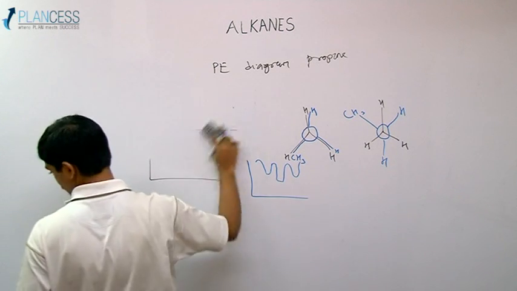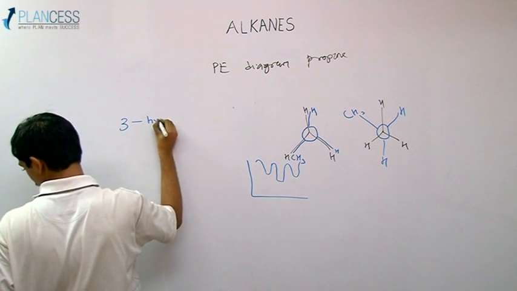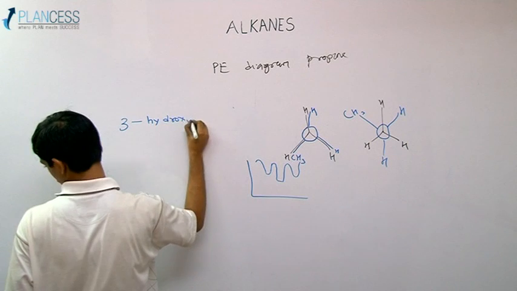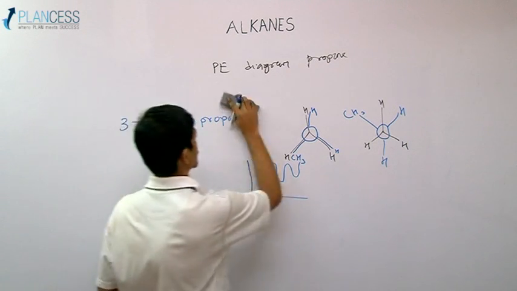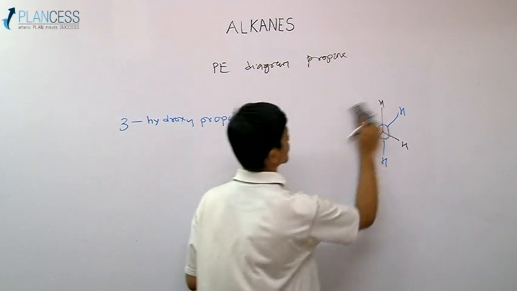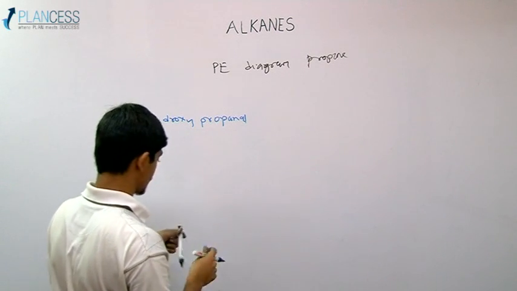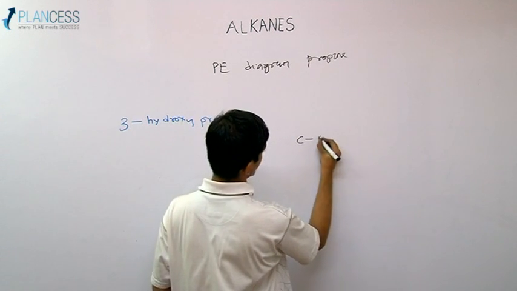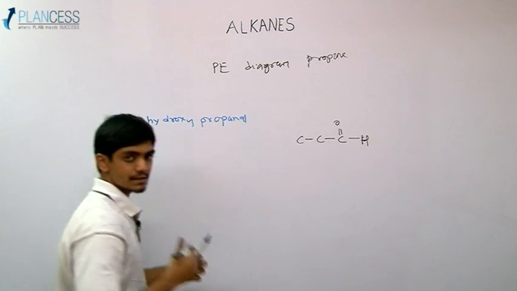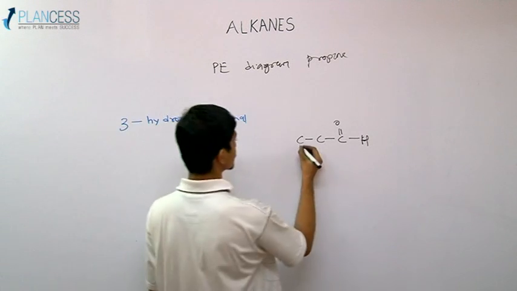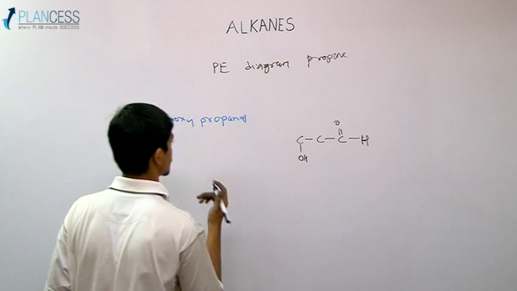The next question says: the Newman projection formula of 3-hydroxypropanol. What are the reasons for the stability of this Newman structure? Let us see. 3-hydroxypropanol, what is propanol? Propane with an aldehyde group. This is propanol, and 3-hydroxypropanol means there is an OH over here. So first we need to draw the Sawhorse projection.